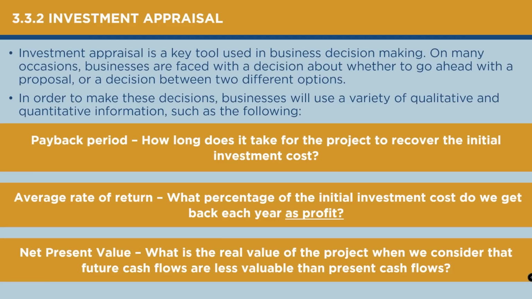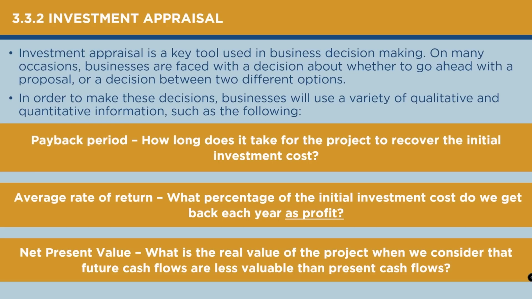So you've got three different calculations to do here. Payback period, which is how long it takes for the project to recover the initial investment. So if the project costs £5 million, how long does it take to get our £5 million back? Average rate of return is similar to a profit margin in a way. It's what percentage of the initial investment cost do we get back each year as profit? There are two parts to this calculation, but I'll go through them in a moment. And then net present value.